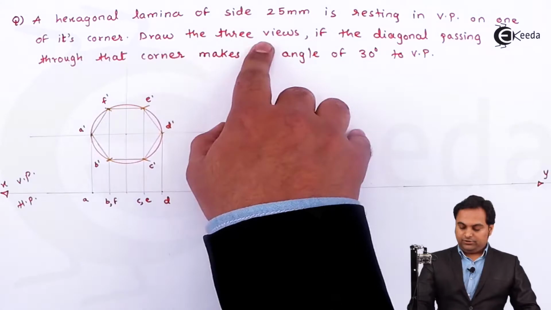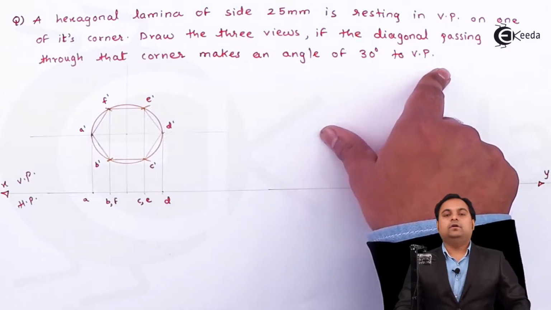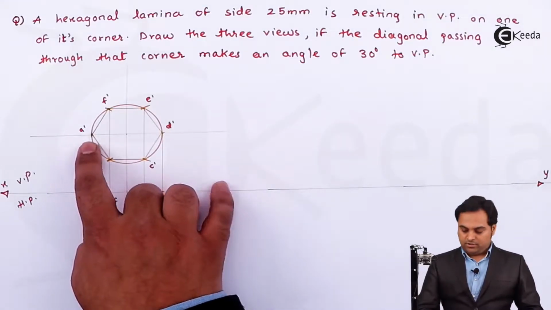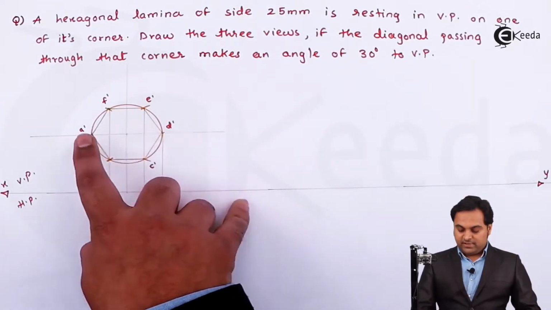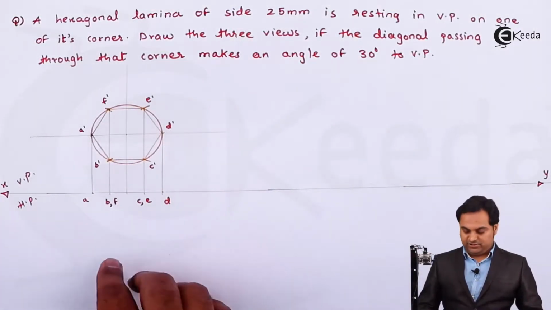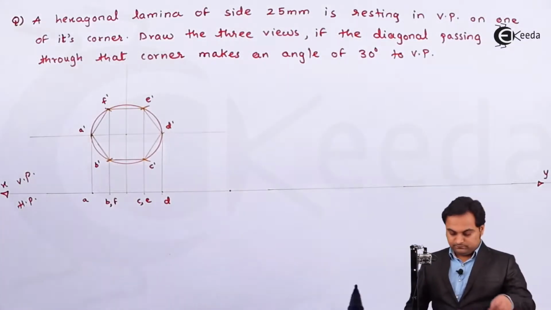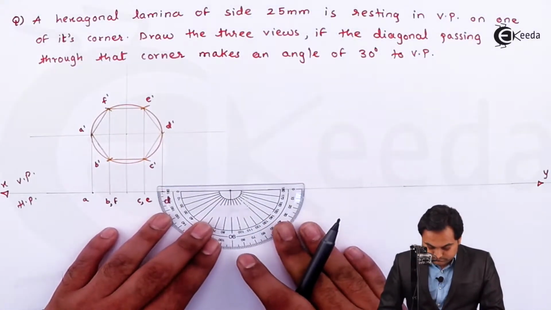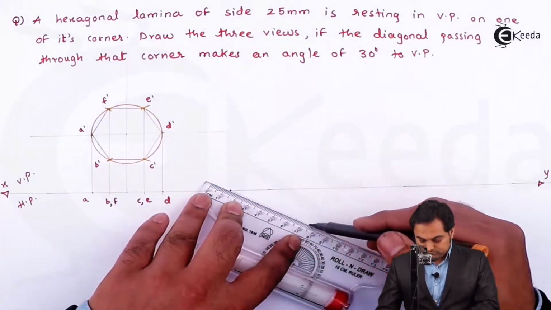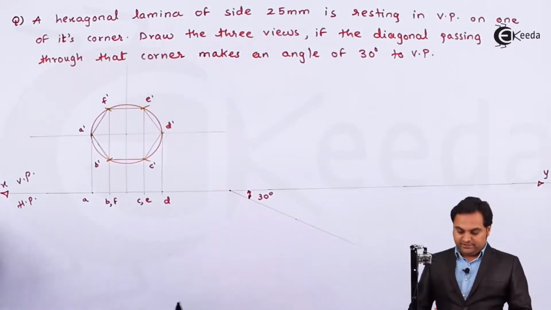Then draw the three views if the diagonal passing through that corner makes an angle of 30° to VP. So the diagonal which is passing through the corner, which is corner A dash, the reference, through it the diagonal is A dash D dash. Now this diagonal will be inclined at 30° to VP, seen in HP. So in the next condition, I'll make this line A to D inclined at 30° to VP, seen in HP.